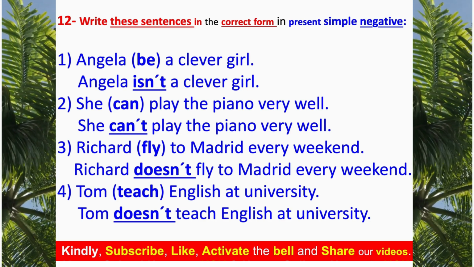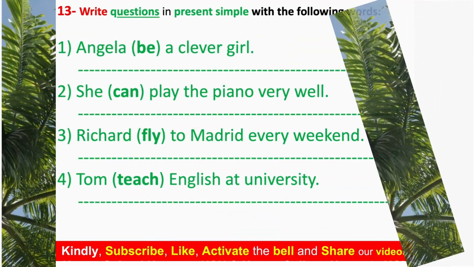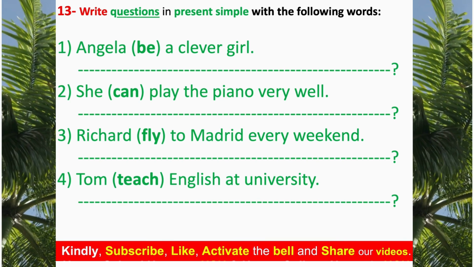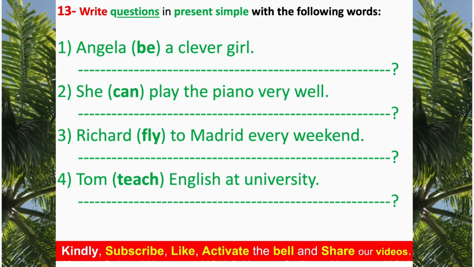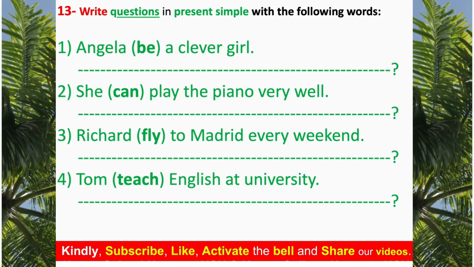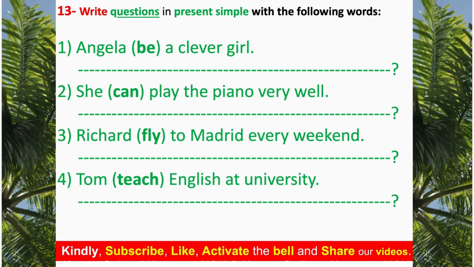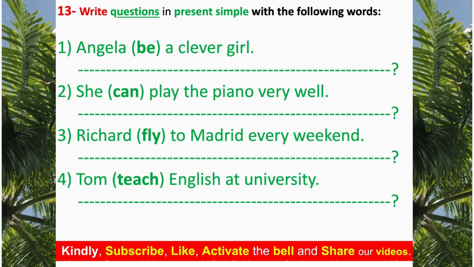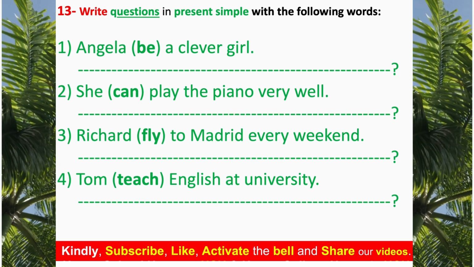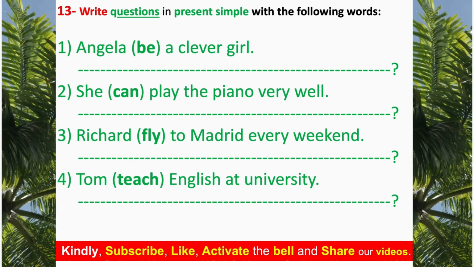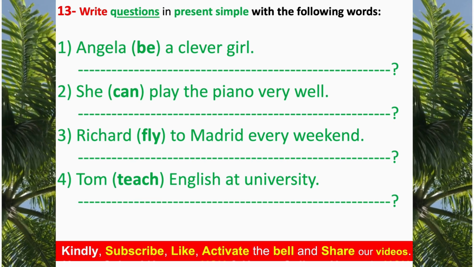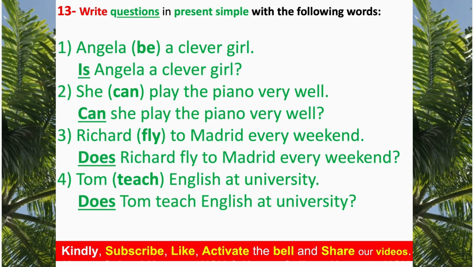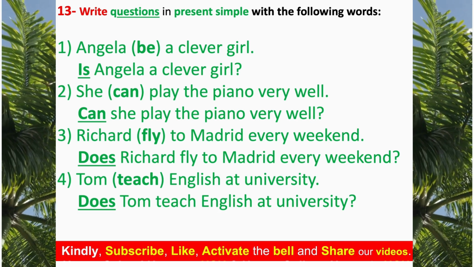Let's go to the next slide, number 13. In number 13, we are going to make a question. So as we said before, with the verb to be, we need to put just the verb first. Here we are not going to use WH words. So Angela, be a clever girl. So is Angela a clever girl? And with can, we said that we can ask the question just with can. Can she play the piano very well? Let's see the answers. So is Angela a clever girl? Can she play the piano very well?